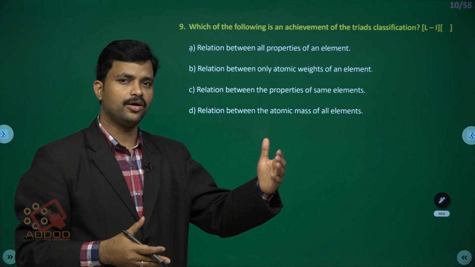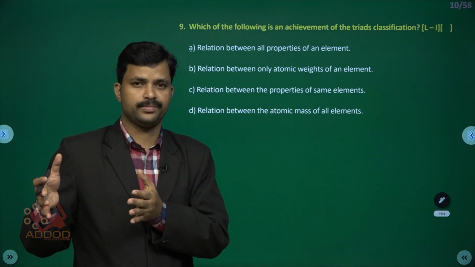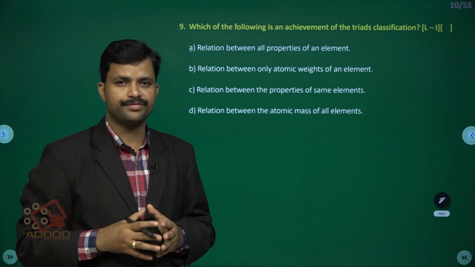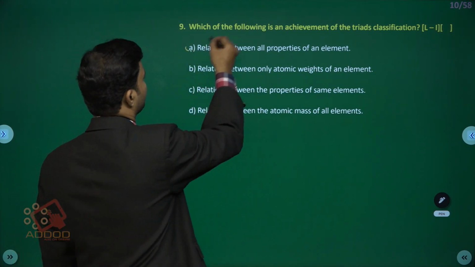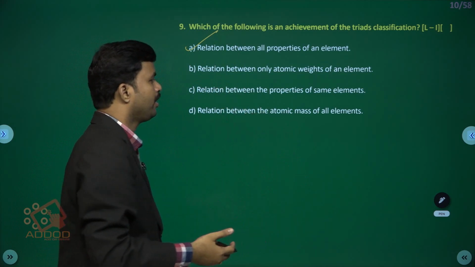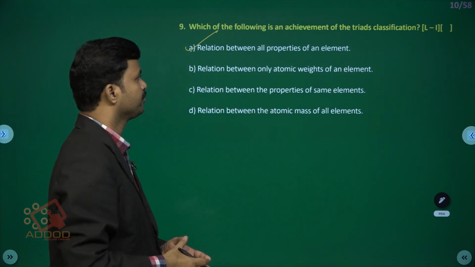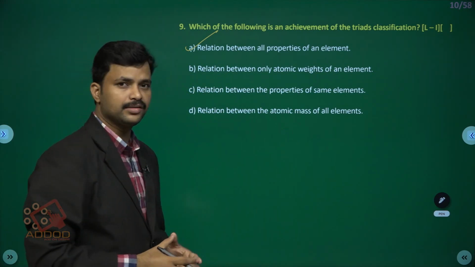Iron, cobalt, nickel or some other elements failed, okay, but wherever it is explained, that was wonderful. All properties in a regular trend. That's the achievement. But the drawback is that all elements are unable to be organized as a triad system. Option A is the right answer.